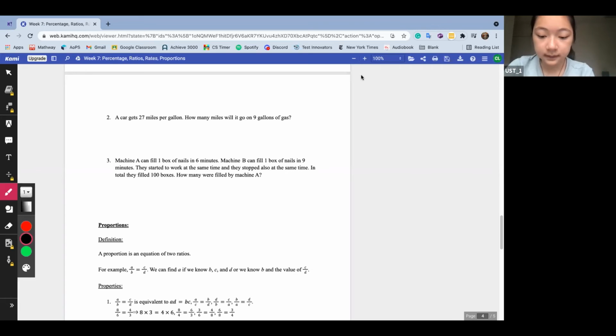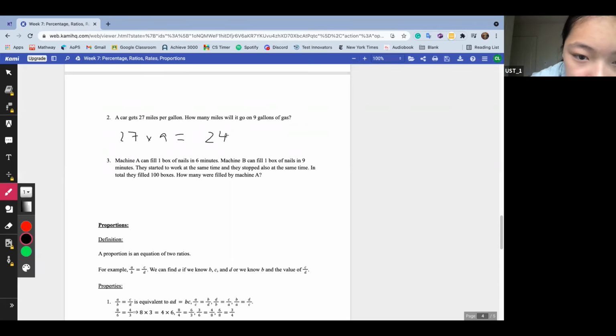Okay, so I'm going to explain it. This one's pretty easy. If it goes 27 miles per gallon and there's 9 gallons, then it would be 27 times 9, which equals 243 miles.